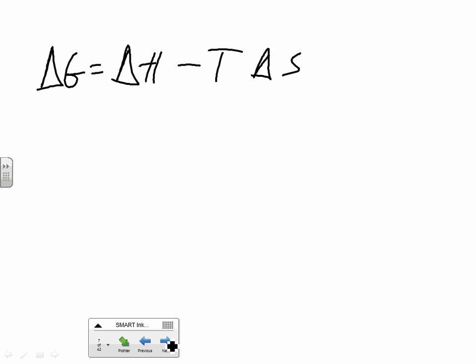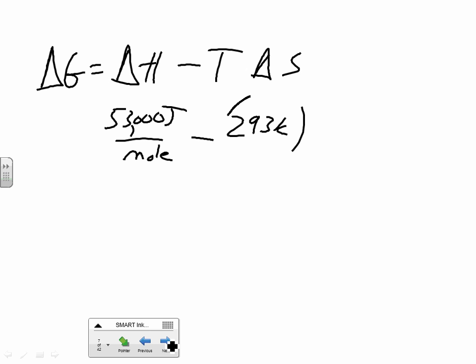So we got all those things. It's just a plug and chug problem. In the problem, it tells us that the delta H is 53,000, and that's joules per mole. It tells us that the temperature is 20 Celsius. So what do we need to put in for the temperature? So 293 Kelvin, right? Times delta S. And it tells us that delta S, the change in entropy, is 175.